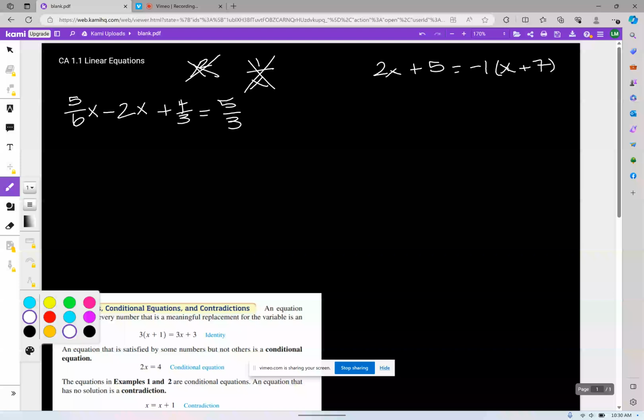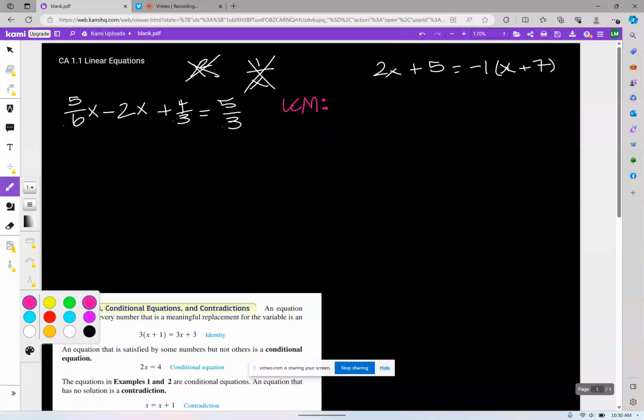There are different methods to solve these. I like to clear the fractions out. So I look for the common denominator. I look at the bottom of the fractions and I find the number that will get rid of every denominator. So that's called the least common multiple. Or, when we're dealing with fractions, the least common denominator.